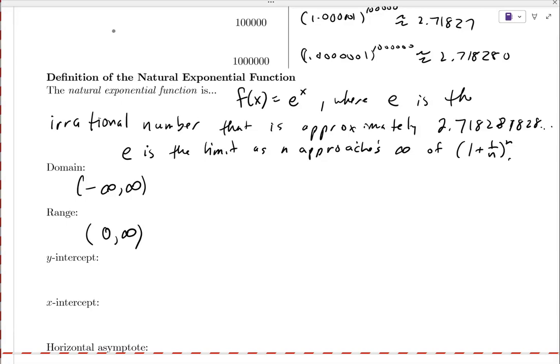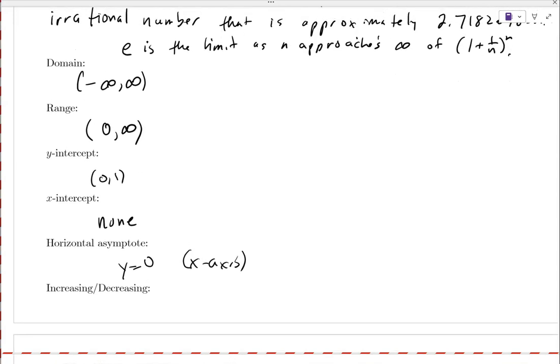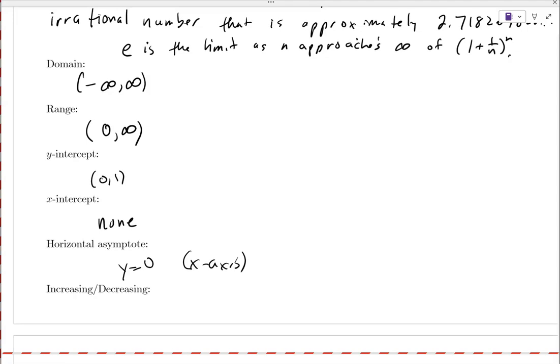Y-intercept. Where does it cross the y-axis? Anything to the 0 power is 1. Does it ever cross the x-axis? No. Horizontal asymptote. Y equals 0. Good. And since the base is bigger than 1, is this increasing or decreasing? Increasing. Good.